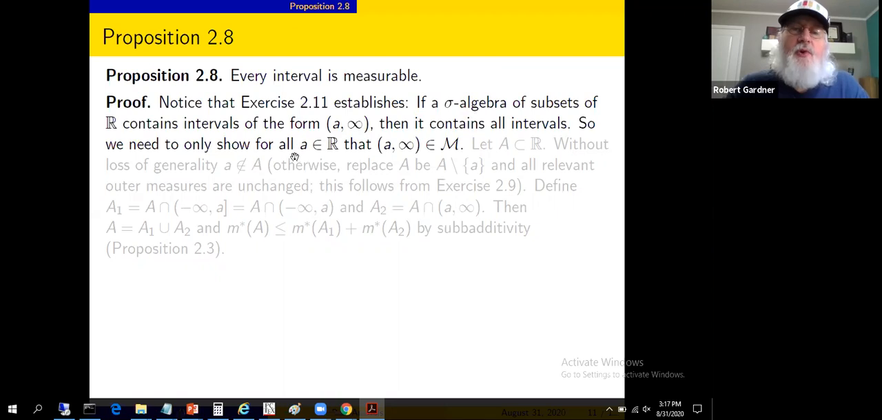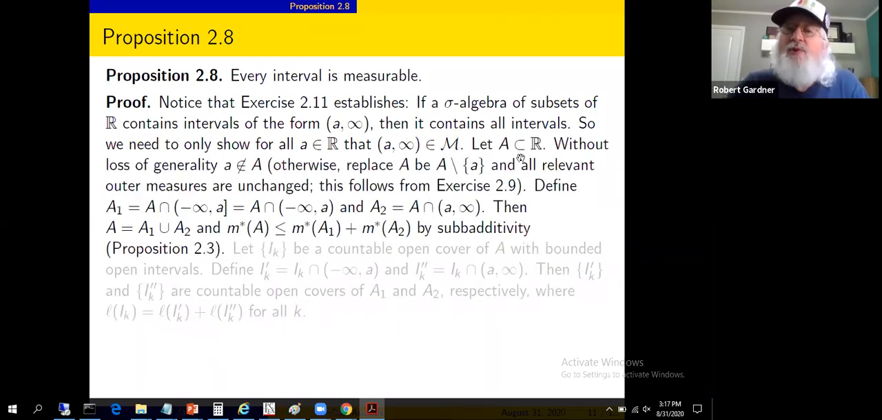We only need to show for any real number a that the open interval from a to infinity is in calligraphy M, that is, measurable. So we need to apply the Carathéodory splitting condition to this thing. So let A be an arbitrary subset of the real numbers. That's what we will split using this set and its complement. Going to borrow another exercise, a plausible exercise, but still some details to mop up. Without loss of generality, we're claiming we can assume lowercase a, this number here, is not in the arbitrary set, capital A.